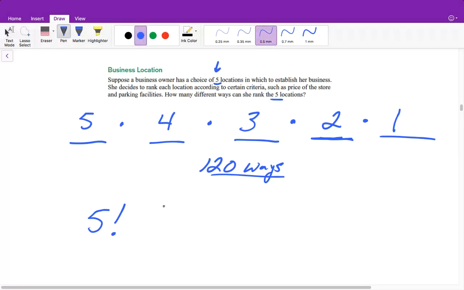So we are ranking all 5. You can type 5 factorial into your calculator and it will give you 120. So that means there's 120 ways. So you need to be asking yourselves 2 things.